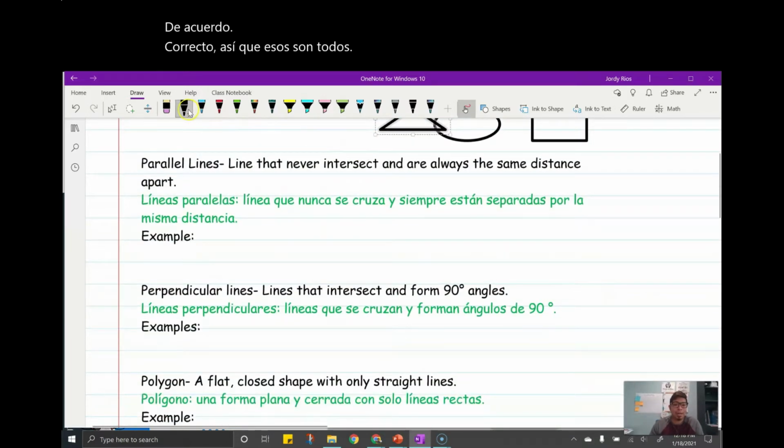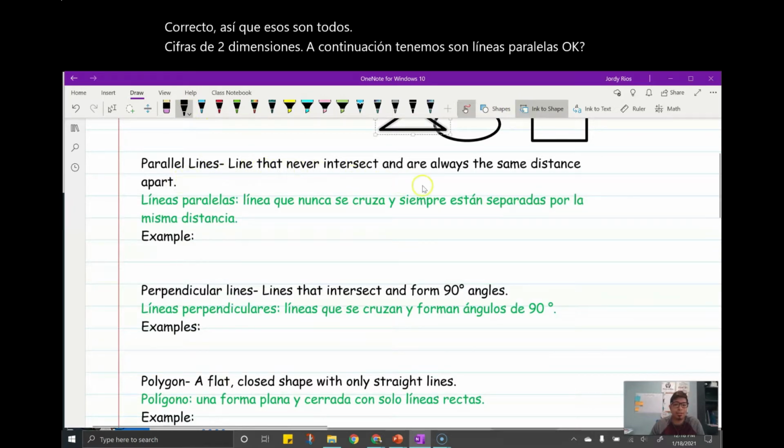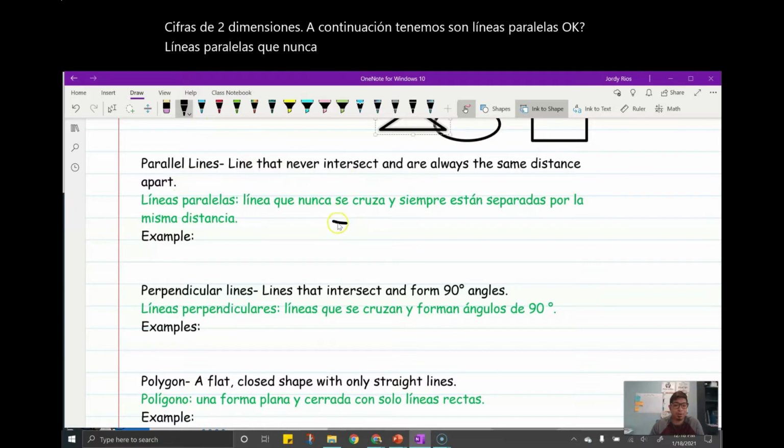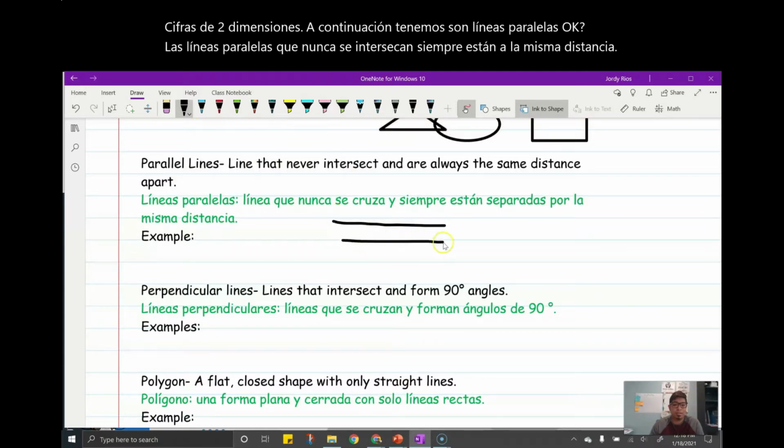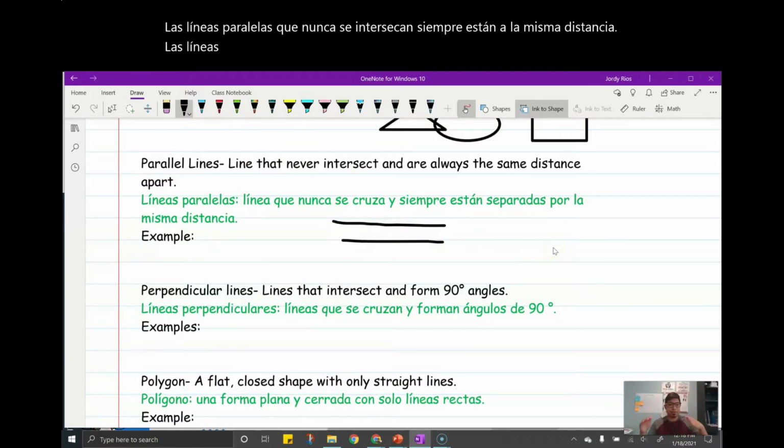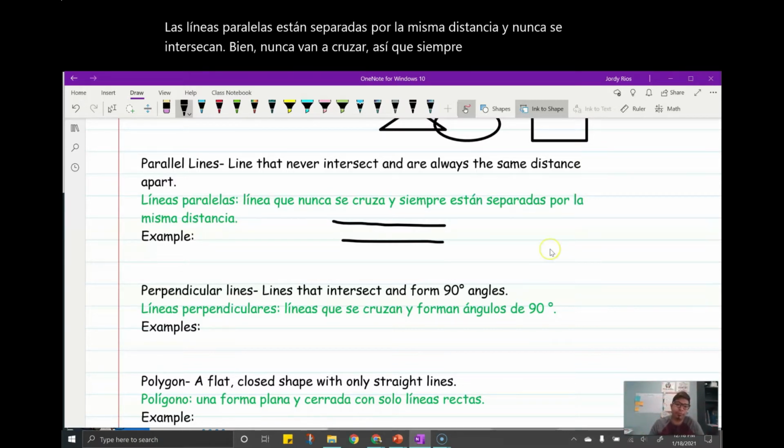Next we have parallel lines. Parallel lines never intersect and are always the same distance apart. They're never going to cross. Make sure you're writing all this down, okay? Very important.